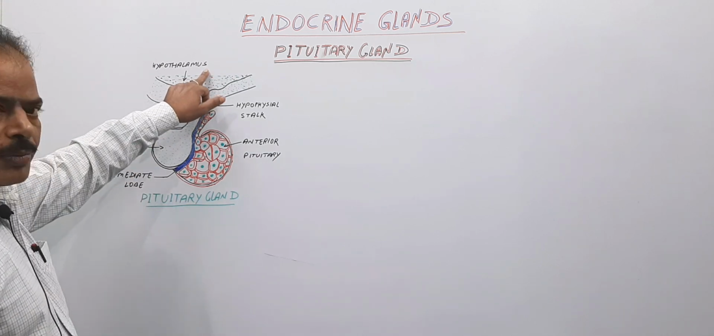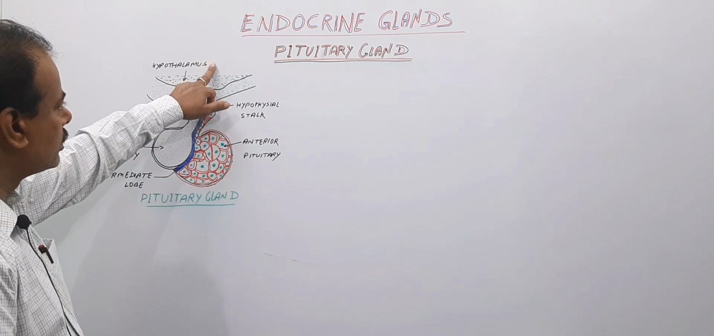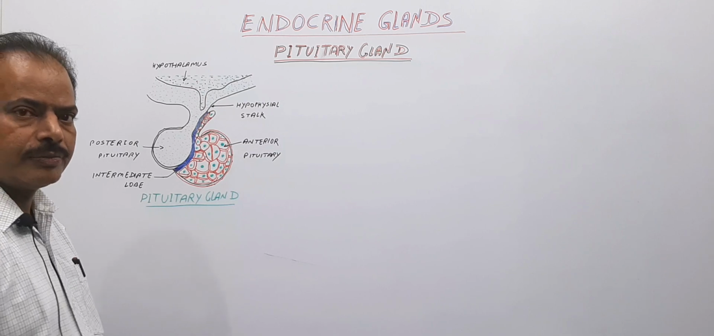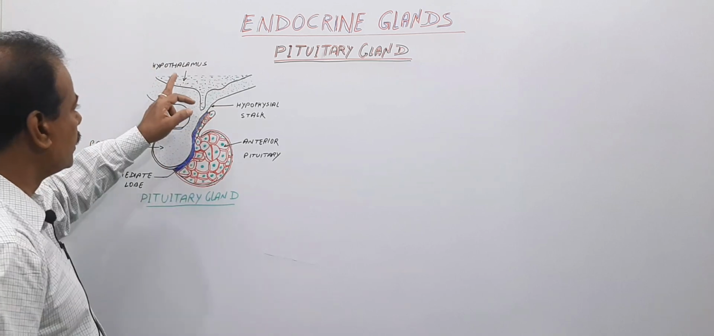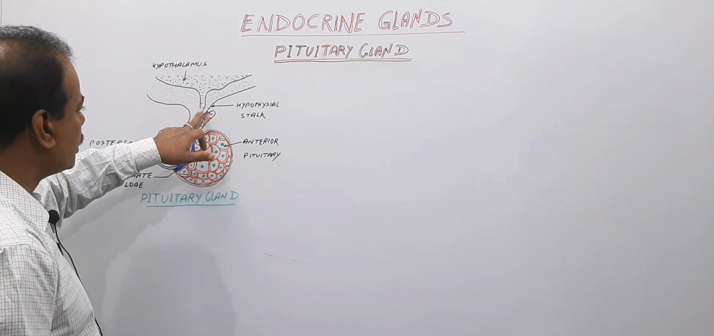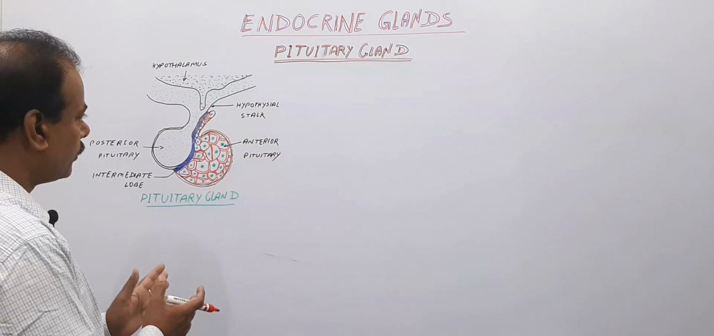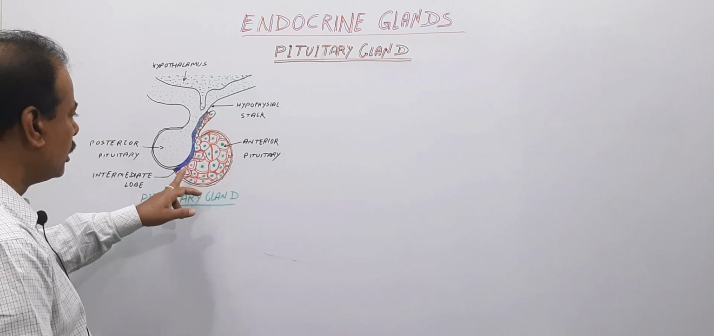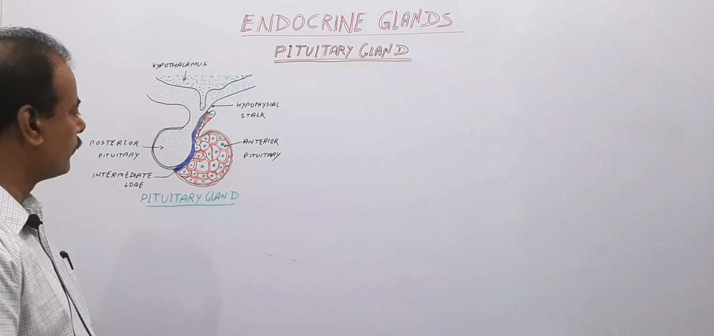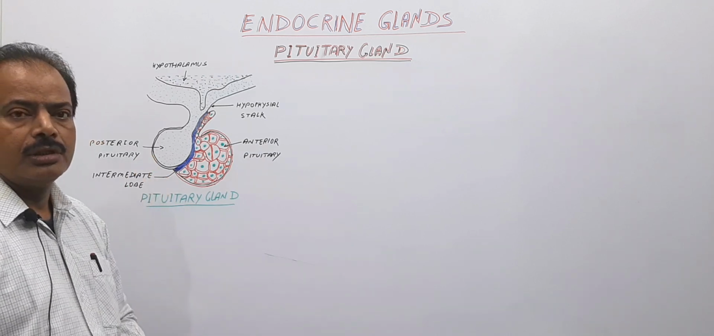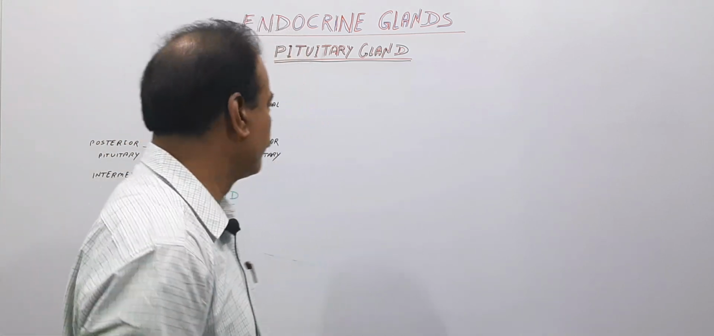It is hanged from the hypothalamus at the base of the midbrain. The hypothalamus is a part of the brain, a part of our forebrain, and from the hypothalamus there is a stalk, known as the hypophyseal stalk, and from the hypophyseal stalk a P-shaped structure known as the pituitary gland is hanged. So once again, location: it is hanged from the hypothalamus at the base of the midbrain.